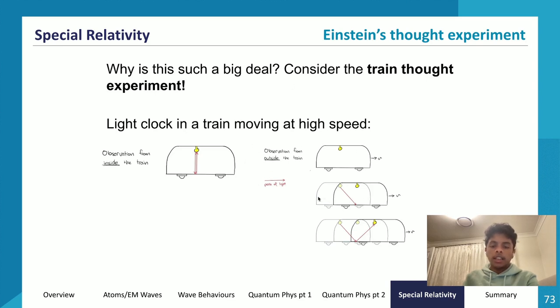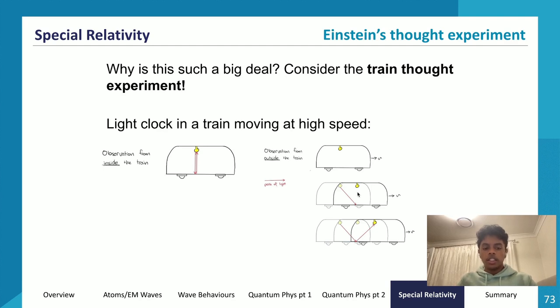Well, instead of me seeing it go straight down, because the train is also traveling, I see it going at an angle, right? So I see the path of light going at an angle to reach the sensor, and then I see it going at an angle back up again to reach the light source, or to reach the second sensor, right? So I see light now traveling in a triangle instead of two straight lines, right?